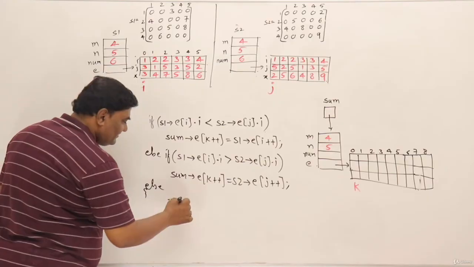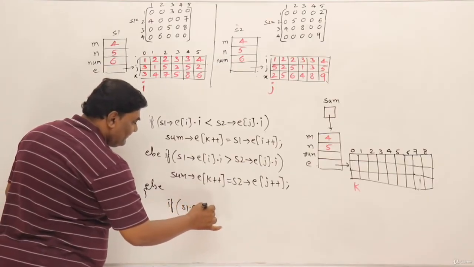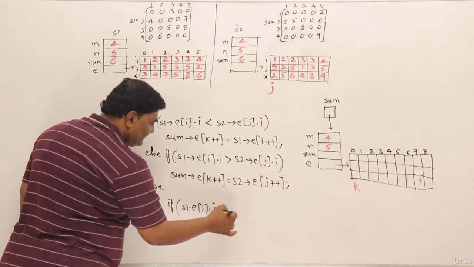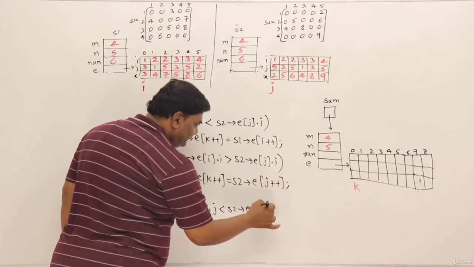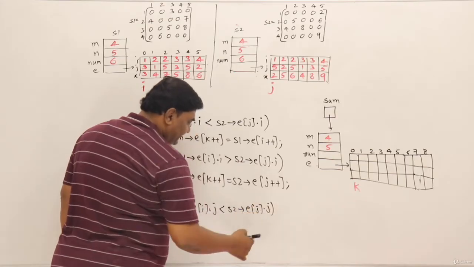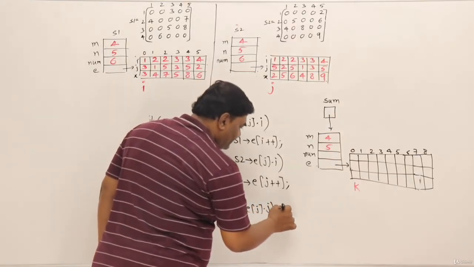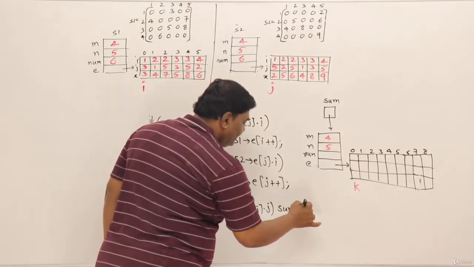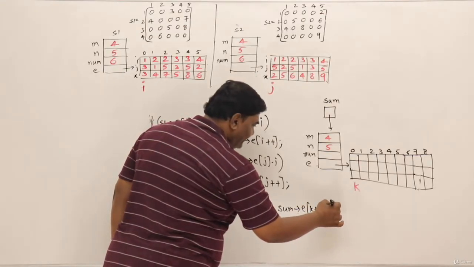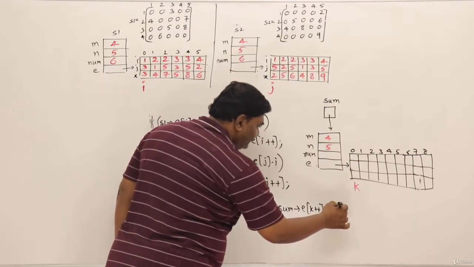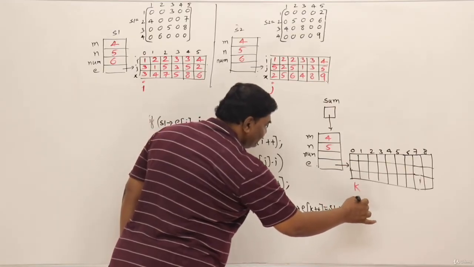If S1's E of I dot j is smaller than S2's E of j's column, then copy this element first. So I will continue in the same line. So copy in sum of E of K plus plus, copy S1's E of I plus plus.